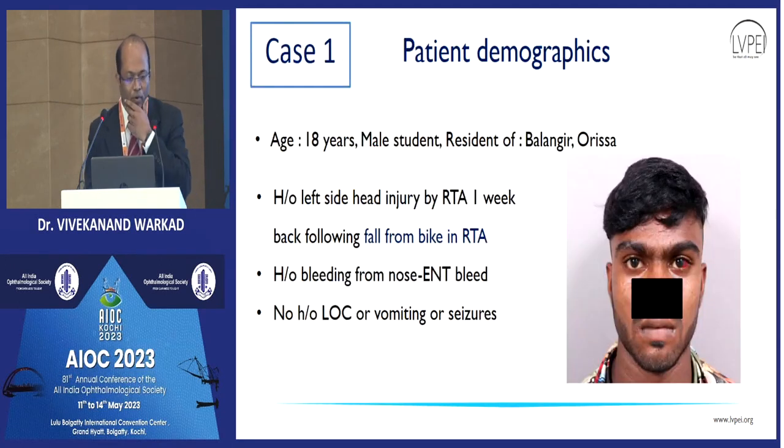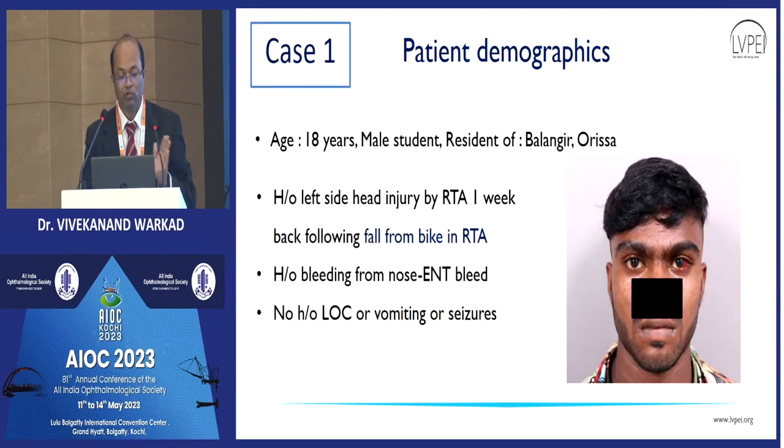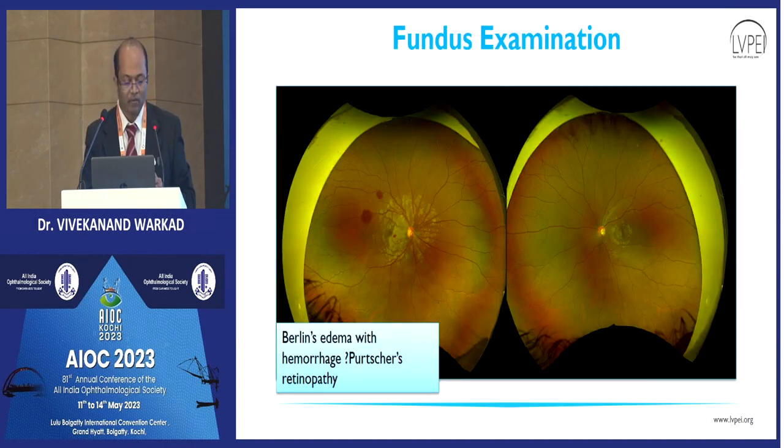I'll take you through a few cases. This 18-year-old had an RTA, a fall from a bike. You can see there is loss of vision in the right eye, though the injury was from the left side. That's how we need to understand: it's not necessarily the site of injury that affects the optic nerve on the same side. So no PL, and this is the fundus finding.